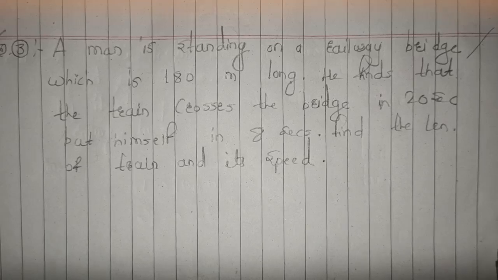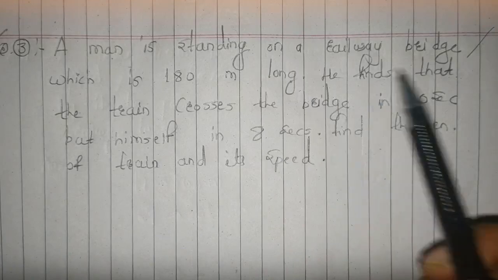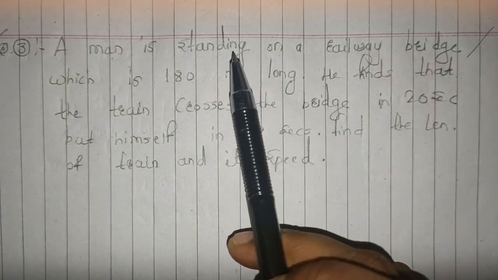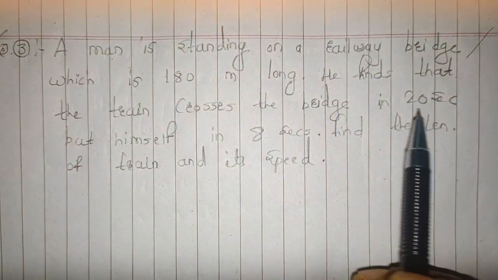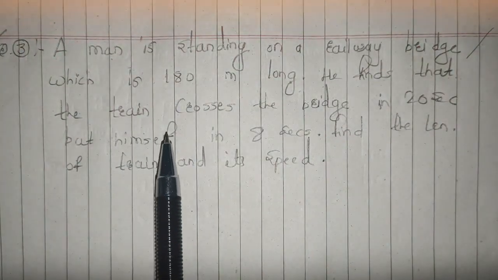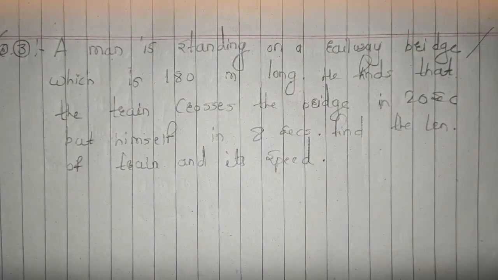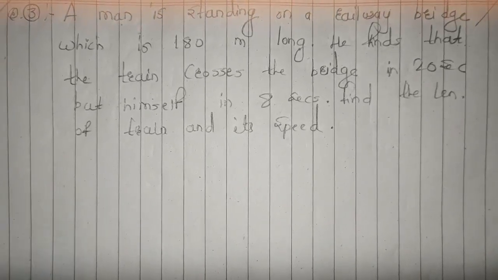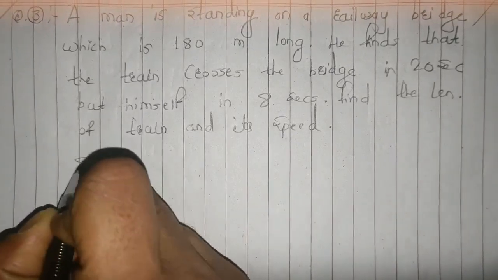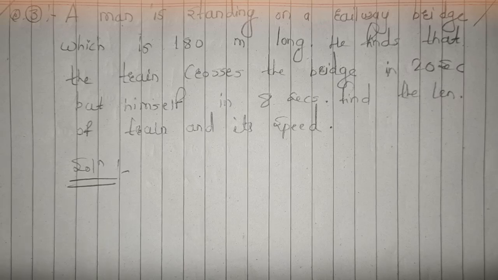So this is our next question. Here we have a man who is standing on a railway bridge, which is 180 meters long, and the train crosses the bridge in 20 seconds, and crosses him in some seconds. Now we have to find the length of the train and its speed. It's a similar concept that we used in the previous questions. In this case, a bridge is used, and the bridge also has a certain length that we need to consider.